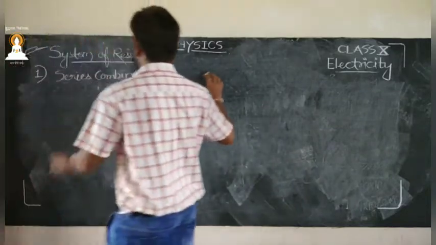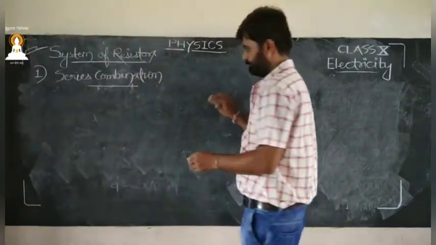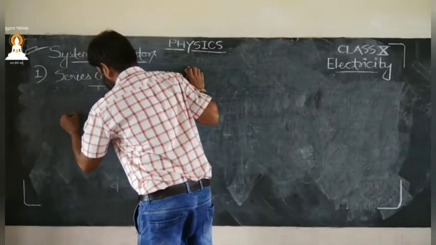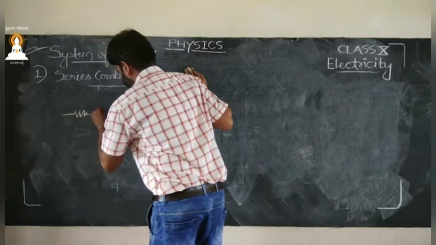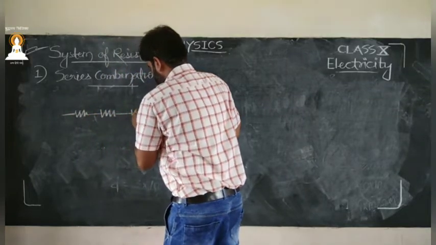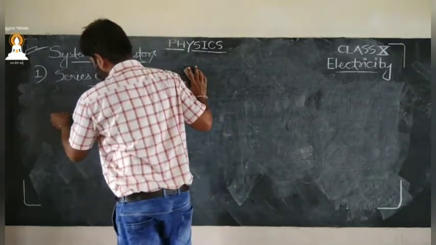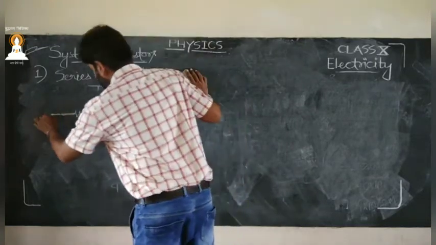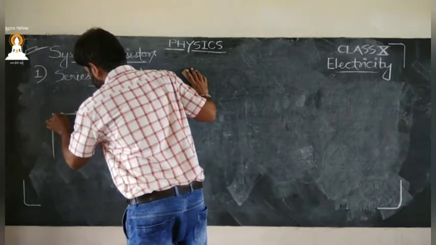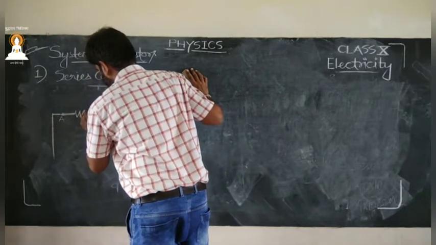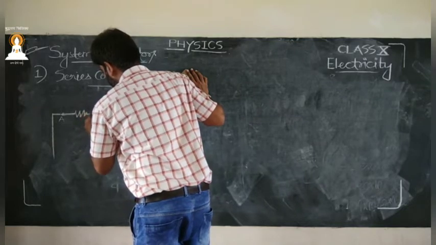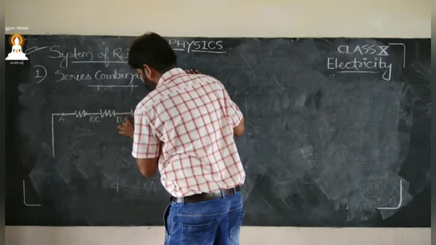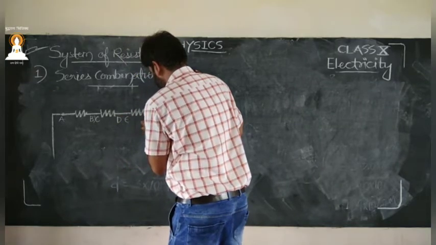So let us start with series combination. Now what is series combination? Let us talk about 3 resistors. We are having 3 resistors, 1, 2 and 3. Now these 3 resistors I have connected in series. Now what does it mean? This is A, this is B, and this is C, this is D, this is E, and this is F. These are the terminals.